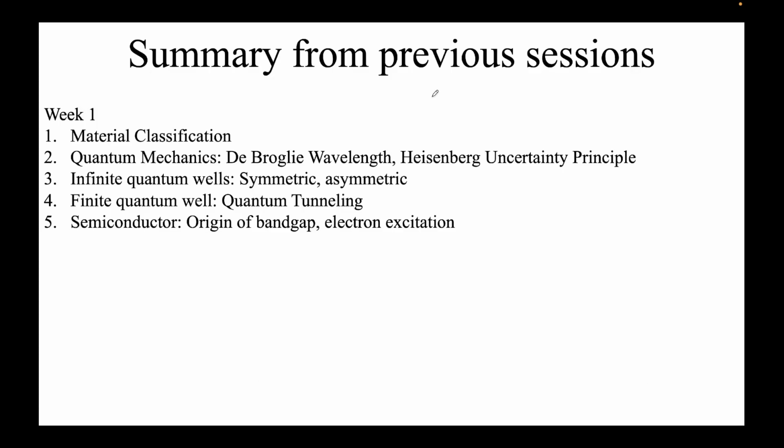Just a quick summary. We started with the material classification based on their conductivities, and then we delved into a bit of quantum mechanics. We saw the basics of the de Broglie wavelength, which can be denoted as Planck's constant over the momentum, and the Heisenberg uncertainty principle. Finally, we saw the quantum wells.